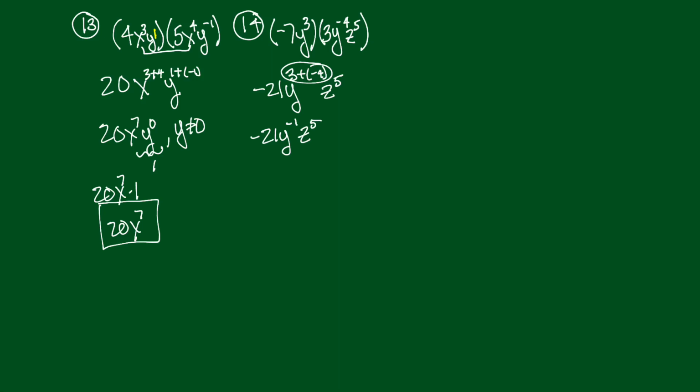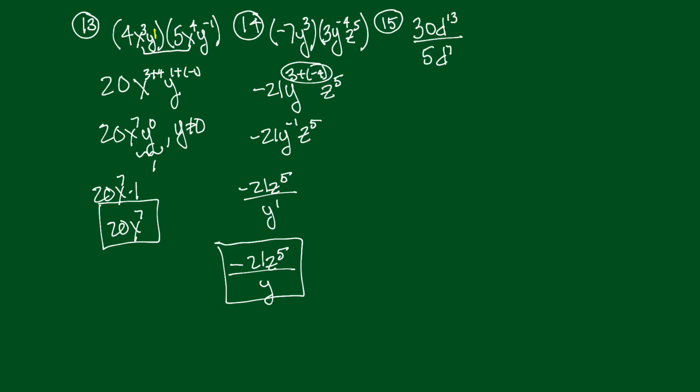But let's eliminate this negative exponent. All right, I'm going to get rid of that negative exponent, and I'll do so by dropping the y down to the denominator and changing the sign of the exponent. So it'll be negative 21. The z to the 5th stays on top. And then we get y to the positive 1, but we don't need to write that one. So how about just negative 21, z to the 5th, all over y.